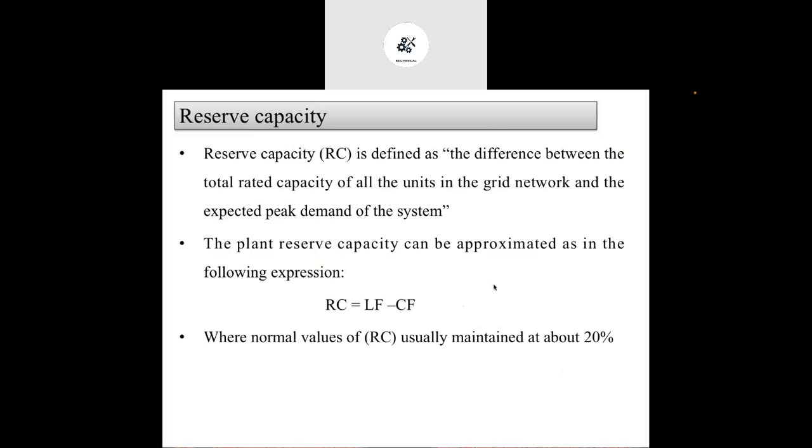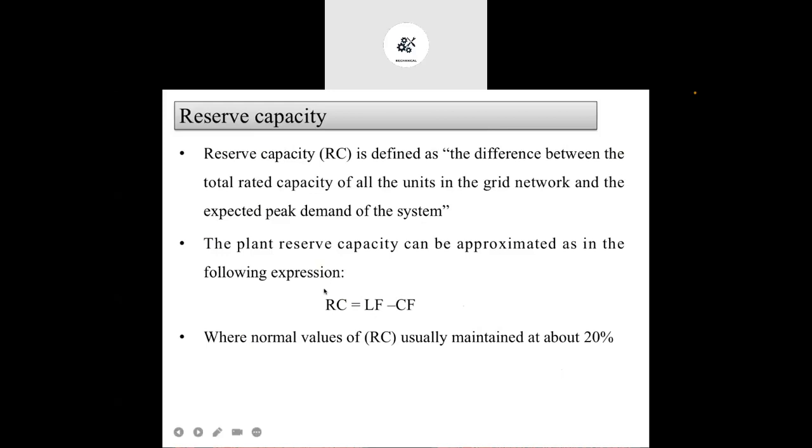That particular capacity is also known as the reserve capacity. So we can define the reserve capacity as the difference between the total rated capacity of all the units in the grid network and the expected peak demand of the system. We can also calculate it approximately by taking the difference between load factor and capacity factor, so we should know the load factor and the capacity factor of the power plant.